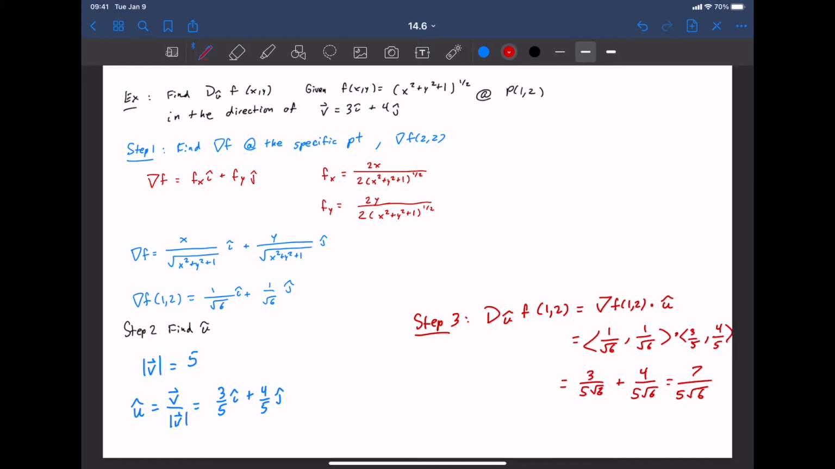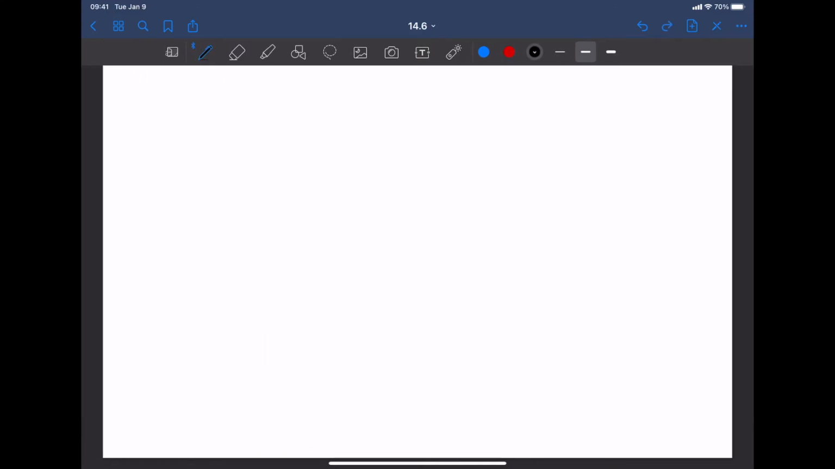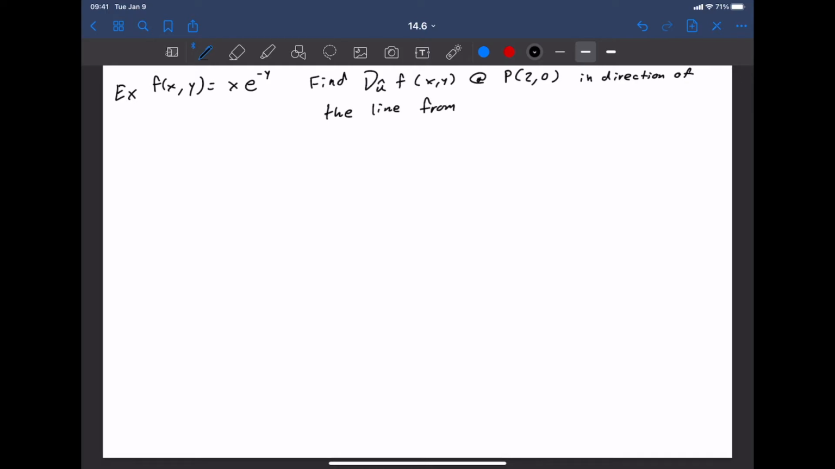Let's do 1 or 2 more examples. f of x, y equals x e to the negative y. And we're going to ask you to find the directional derivative. I think I mispronounced it every single time I said it. At the point (2, 0), in the direction of the line from P, that same point (2, 0), to Q, the point (-1, 2).